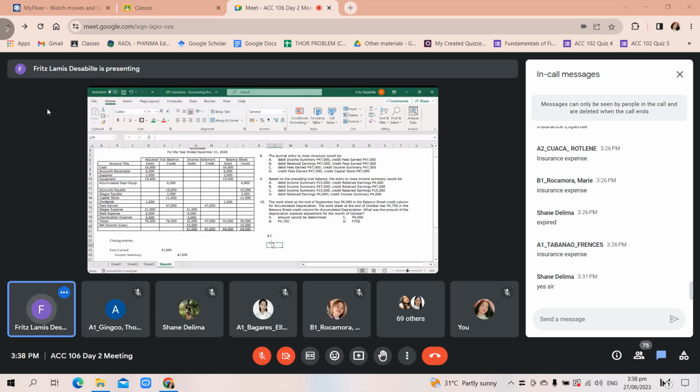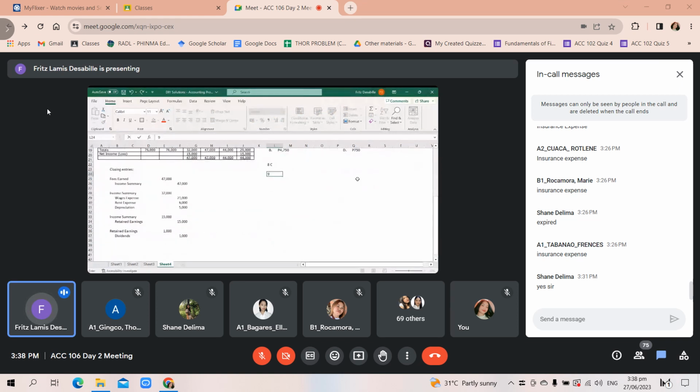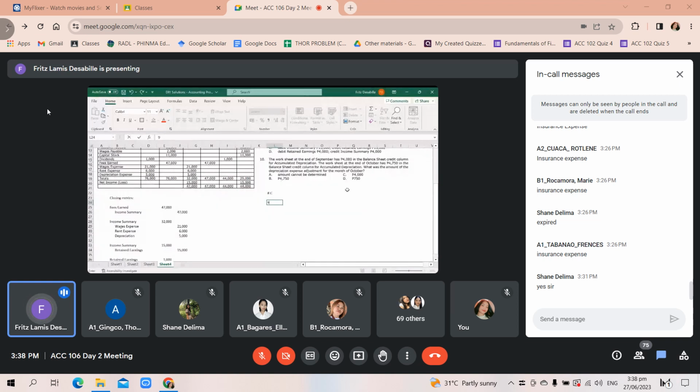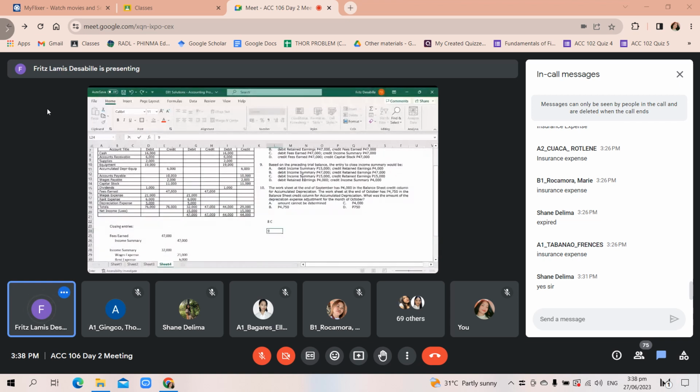Now number 9, based on the preceding trial balance, an entry to close the income summary account would be to close out income summary. So a debit to income summary 15 and a credit to retained earnings 15. So the answer is another letter C.